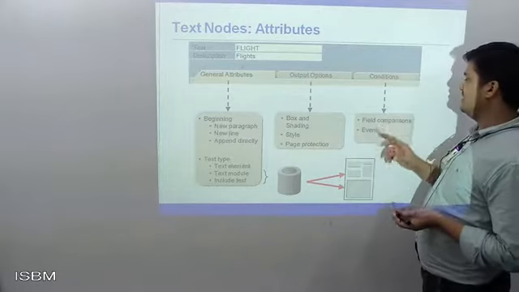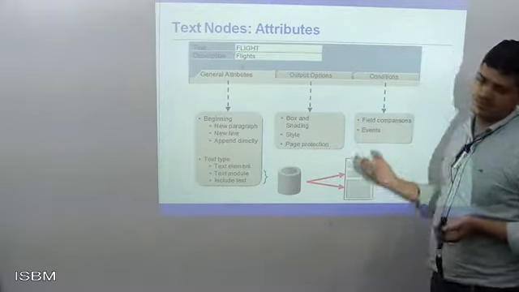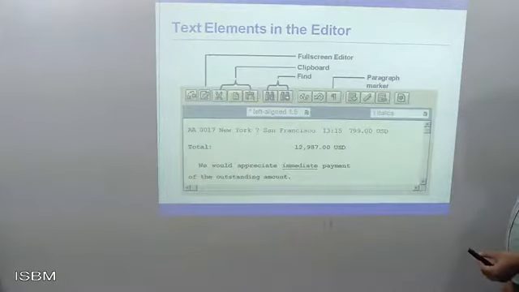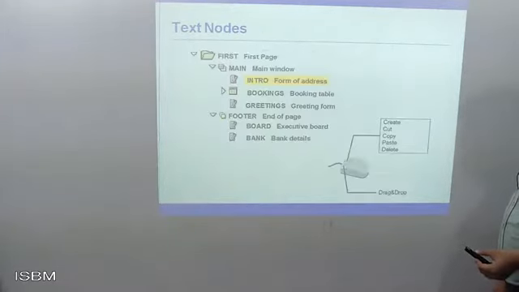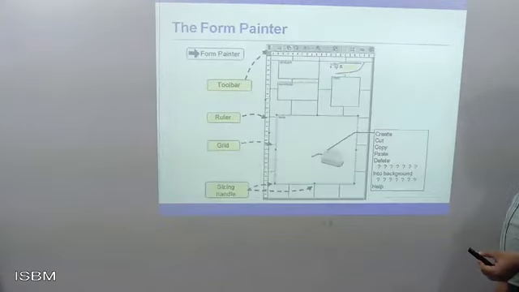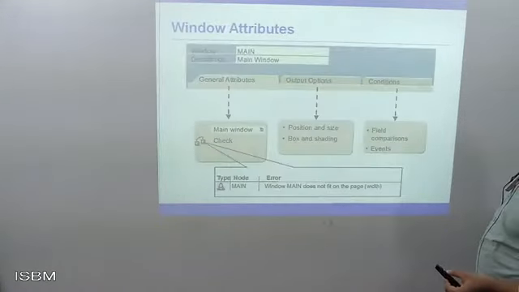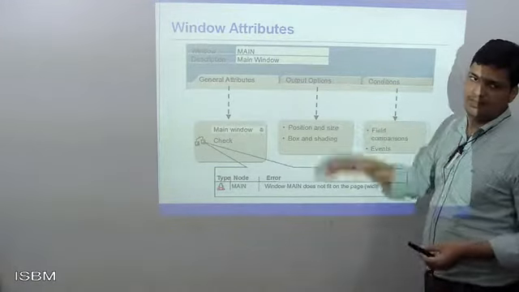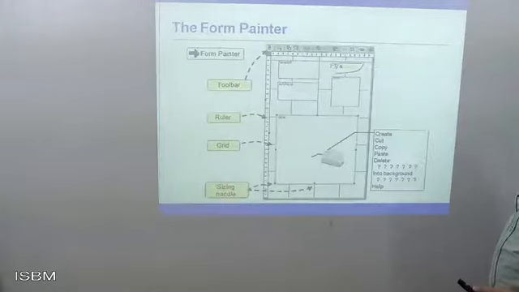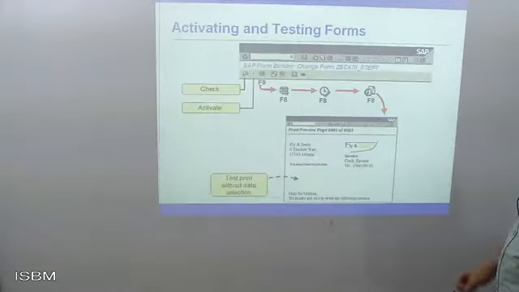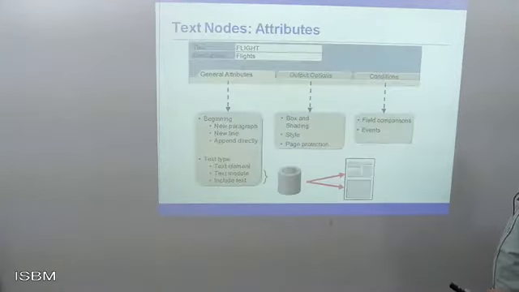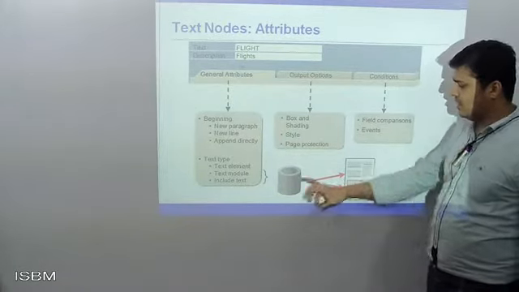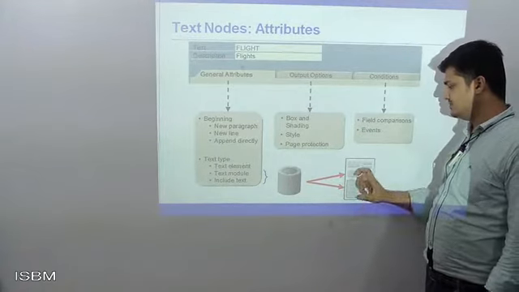Then we have condition, field comparison, events. Again, the same thing we have seen earlier. See, the condition, field comparison, events, the same thing we have seen in the main window, it is showing in the flight window. So after that it will show you the output like this, the same thing.